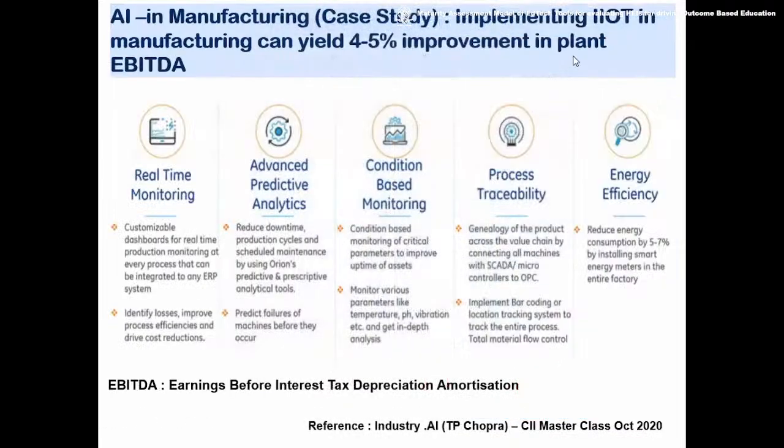This is an environment which has been shown for AI in manufacturing, a case study, where implementing industrial Internet of Things in manufacturing can yield a profit or EBITDA improvement of 4 to 5% in the plant, through real-time monitoring of the plant equipment, advanced predictive analytics, condition-based monitoring, process traceability, and energy efficiency. So it can improve the yield by 4 to 5%. This has been recorded by the industry; this is a slide taken from the CII masterclass in 2020.